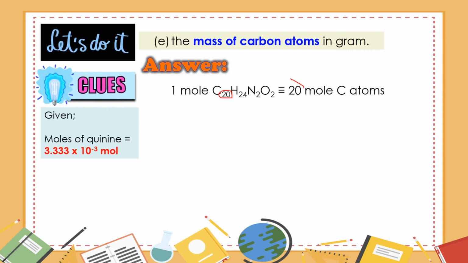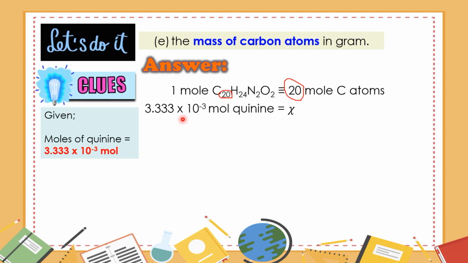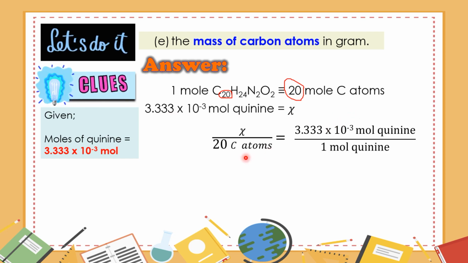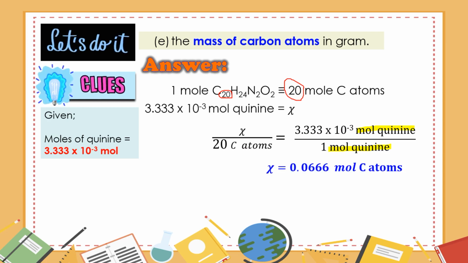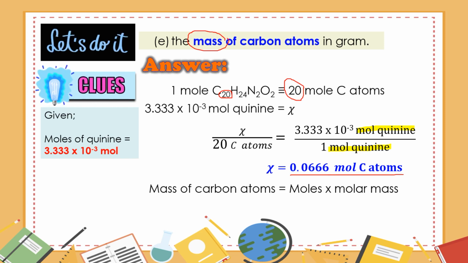From the calculation, we already calculated the number of mole of quinine, that is 3.333 times 10 power negative 3 mole quinine. And we want to find out the number of mole of carbon atoms. So we can calculate 20 carbon atom times 3.333 times 10 power negative 3 mole, and we can cancel out the same unit. Therefore, the mole of carbon is 0.06666 mole carbon atom.